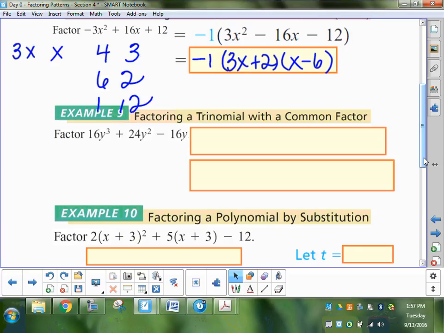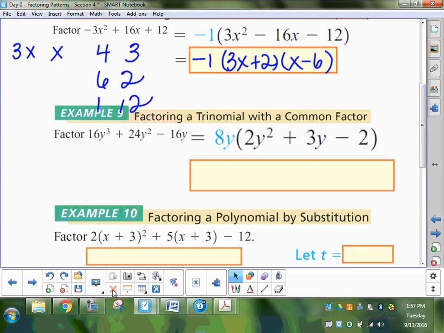What is your GCF? 8. Perfect. Don't forget, be on the lookout for a common variable. I take out an 8y, and now that trinomial is what remains. Go through right now, please, and finish the factorization of this. That remaining trinomial does factor down.